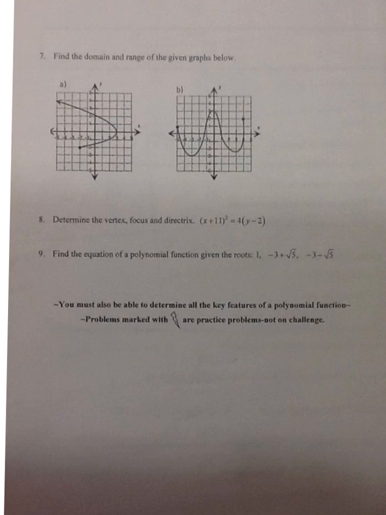So number 7 is to find the domain and the range of the function. So remember, domain are your x values, how far to the left and how far to the right it goes. So I noticed that this graph just keeps going to the left. That means it's going to negative infinity. And it stops over here at 3. So my domain would be from negative infinity to 3.